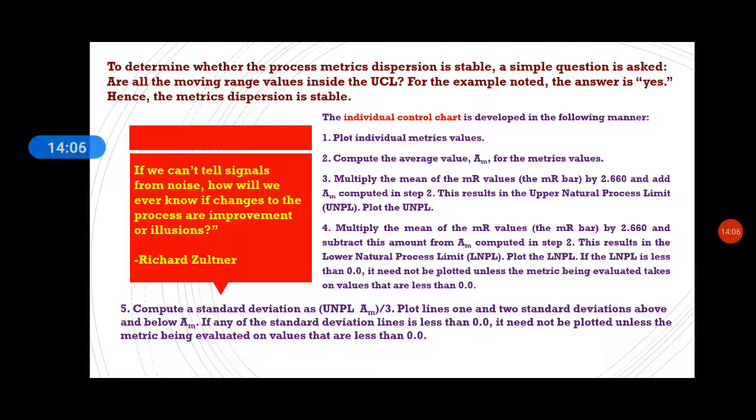If we can't tell signals from noise, how will we ever know if changes to the process are improvement or illusions? Said by Richard Geltner. We need to understand the signals that stand out from the noise. If the changes to the process are illusions, then we cannot predict it. If it is for improvement, then we can assess it through our prediction.